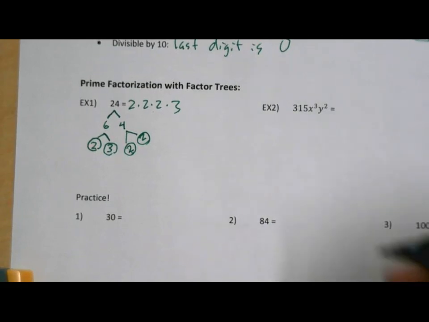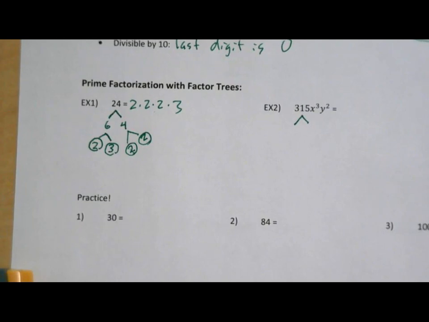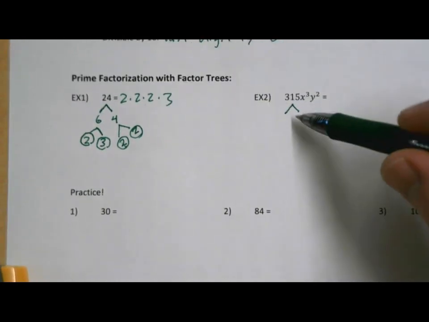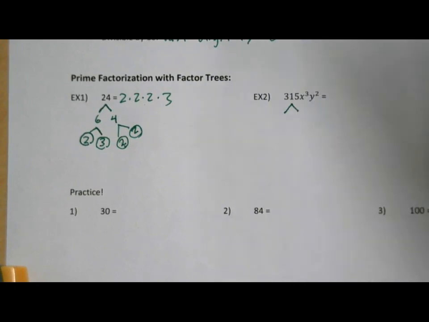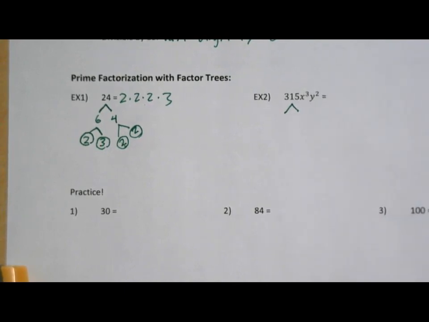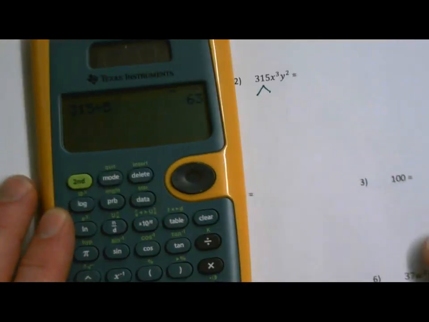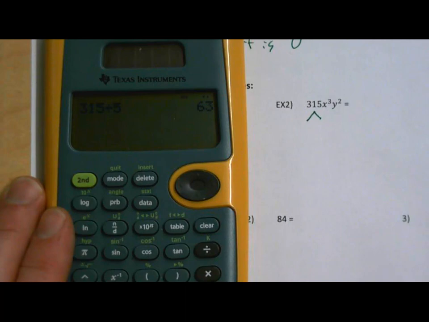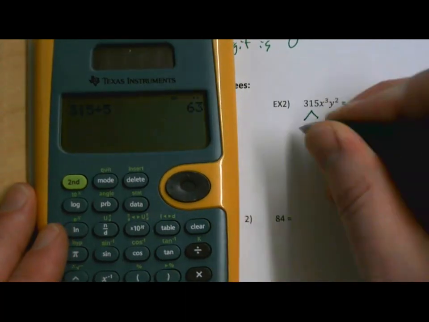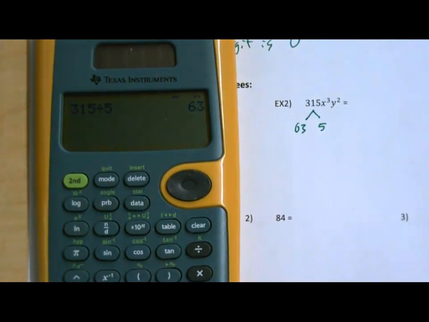All right, let's do the same thing for 315. That seems like a bigger number, so it seems like this might take a little bit longer, but a lot of times it doesn't. What number do you know is going to go into 315 based off of our shortcuts up above? 5 has to go into 315 because the last number is a 5, right? So grab your calculator and do 315 divided by 5. What do you get? 63. So let's do 63 and 5 for our first 2 branches.